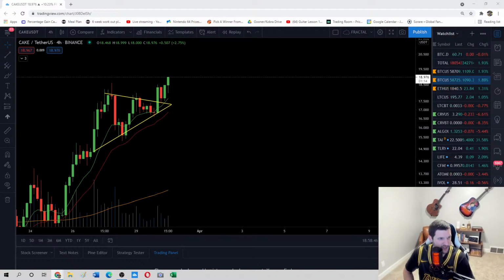Let me check the questions real quick. Anybody have any questions right now? Would you use fibs? You can use fibs for your take profits, but all charting patterns basically have set targets. So I call it a technical target or a measured target, where it's basically like, this is a chart pattern, this is what the target should be, and that's what I expect it to be.